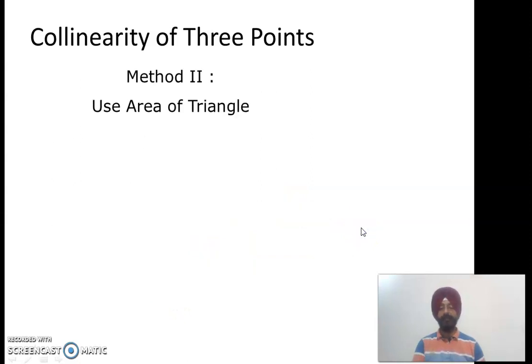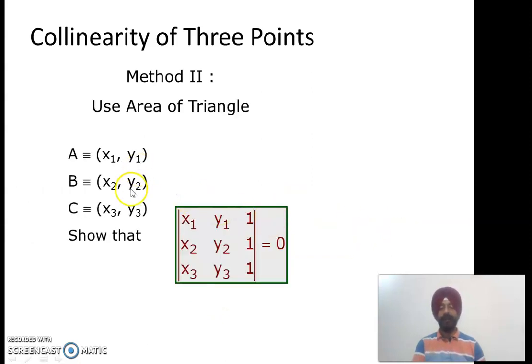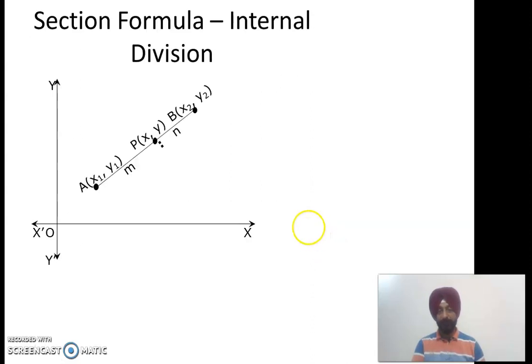The second method is the area of triangle. Using triangle ABC, the determinant of x1, y1, 1; x2, y2, 1; x3, y3, 1 is equal to 0. We use this method at the +2 level. So, these are very common formulas.